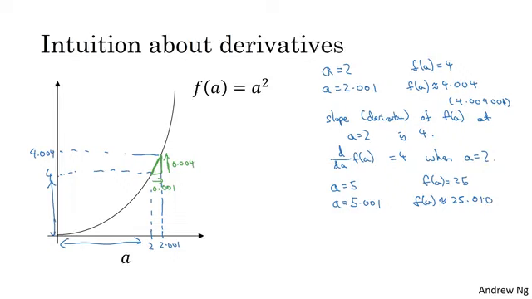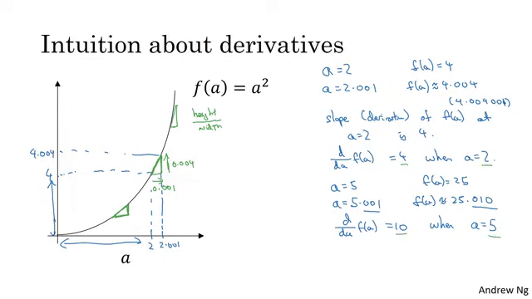25.010. So what we see is that by nudging a up by 0.001, f of a goes up 10 times as much. So we have that d/da of f of a is equal to 10 when a is equal to 5, because f of a goes up 10 times as much as a does when I make a tiny little nudge to a. So one way to see why the derivative is different at different points is that if you draw that little triangle at different locations, you see that the ratio of the height of the triangle over the width of the triangle is very different at different points on the curve. So here, the slope is equal to 4 when a is equal to 2, but is equal to 10 when a is equal to 5.